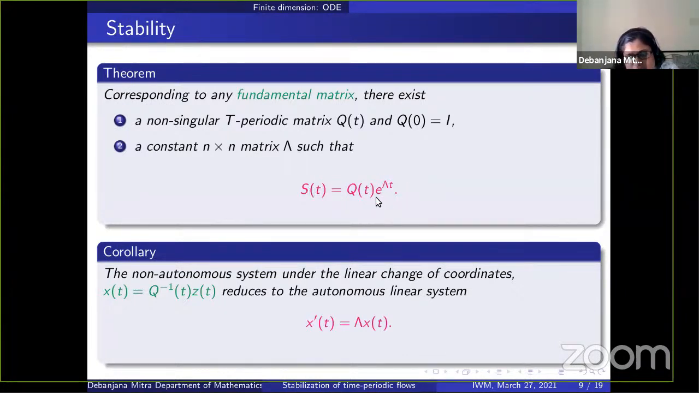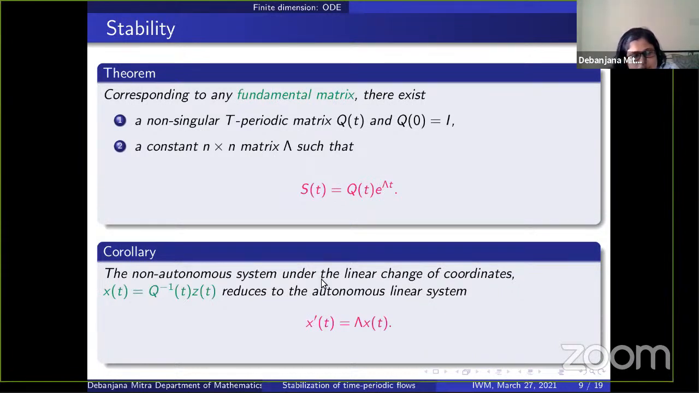So this is the expression. So we will find a non-singular matrix Q and a time-independent, constant n cross n matrix lambda, such that the fundamental solution can be represented in this particular form. This is due to that Floquet theory we get.